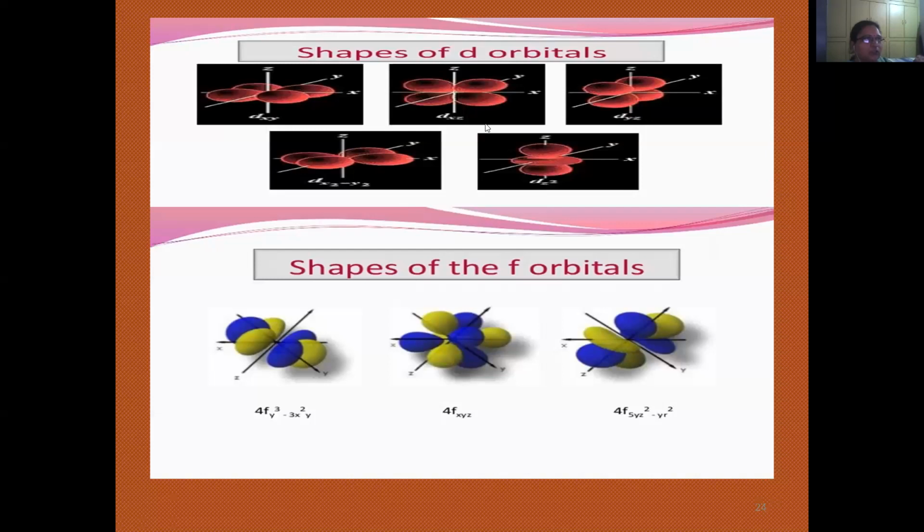Then you have d orbitals, that is dxy, dyz, dxz, dx²-y², and dz². And then you have the f orbitals.